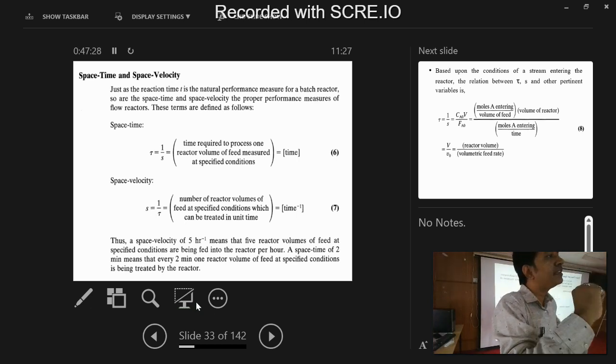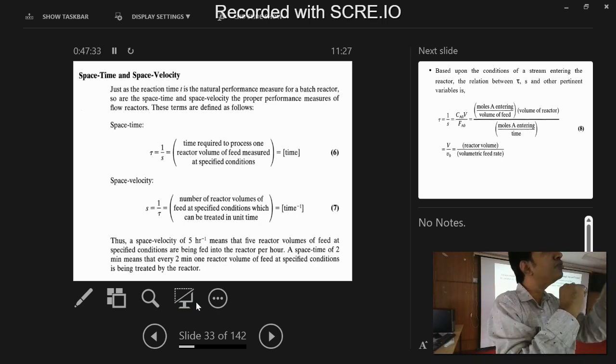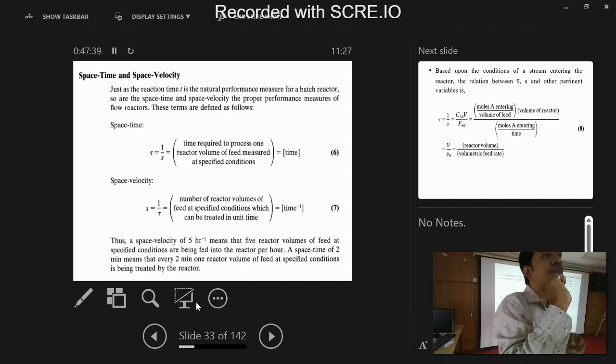So for the batch reactor there will be small t, but for flow reactors you have to use tau, space time. The characteristic time in the flow reactor is space time tau.